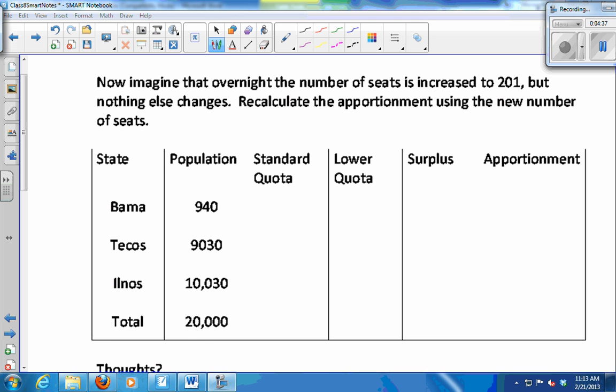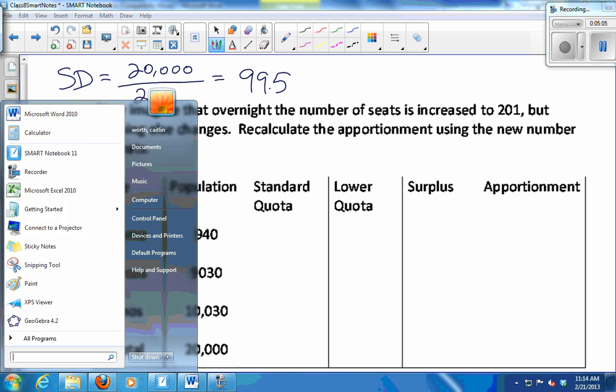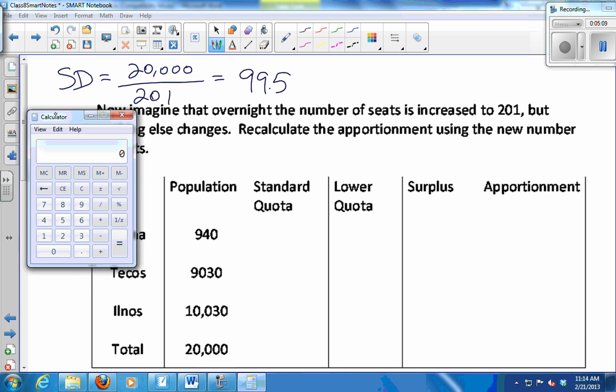Okay, so if we're going to do this with 201 seats, we need a new standard divisor. Total population, 20,000, divided by the number of seats, 201, and we get 99.5. So my standard divisor changed a little bit from 100 to 99.5. So now I divide each state's population by 99.5. 100 was nice because I didn't need a calculator. Now I need a calculator.